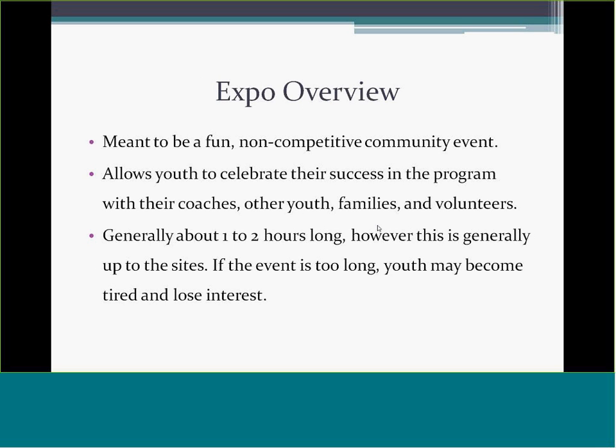Generally, an expo is meant to be fun. It's not supposed to be competitive, and it's a community event. It's supposed to allow the youth to celebrate their success in the program with their coaches, the other youth, their families, and volunteers. Generally, it should be about 1 to 2 hours long, but this is really up to you. You just need to be aware that if the event is too long, the kids may become tired and lose interest. On the other hand, if you think that you can go longer than that and keep everyone's interest and keep everything interesting, then that's totally up to you how you want to go about doing that.